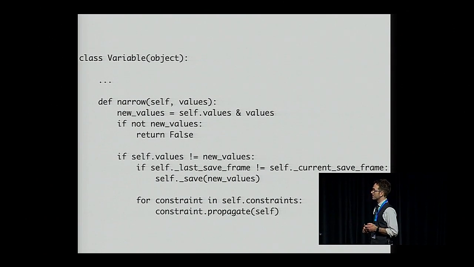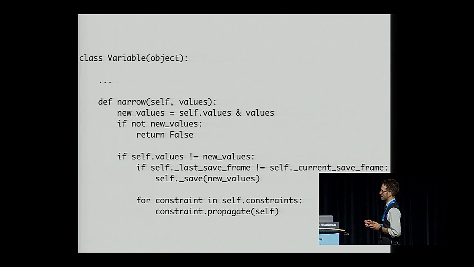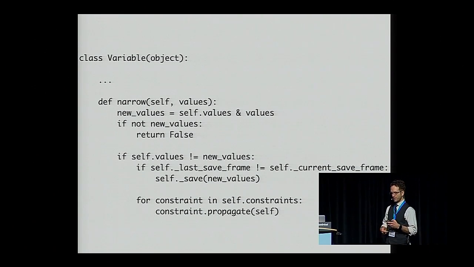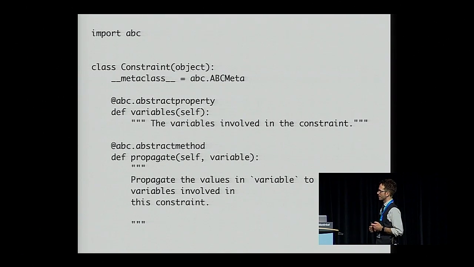But each variable has a narrow function, and the narrow just takes a new set of values, ANDs it with the current set of values, and then you'll see some weird returns throughout this code, and I'll get to that in a minute. But the idea is that if we have values that don't equal the new values, that little save bit is, again, another optimization step where we implement an undo stack. But the important part is to focus at the bottom there. So we go through each constraint in the constraints of the variables involved, and we propagate the new values up to the constraint.